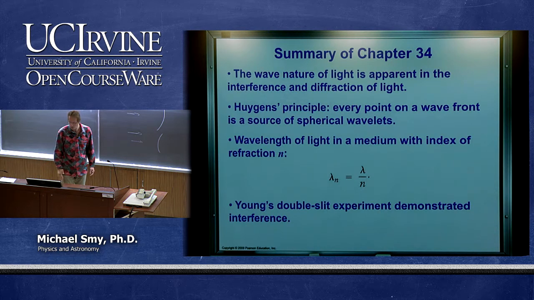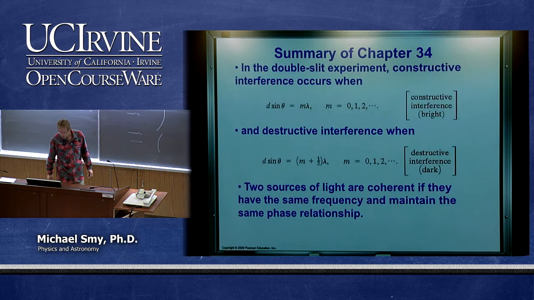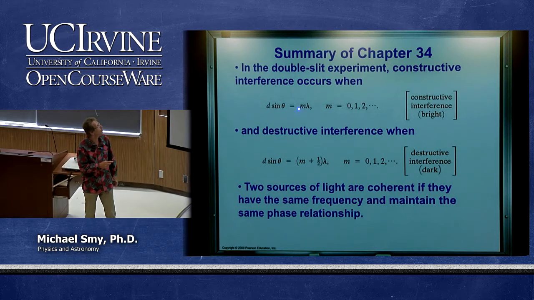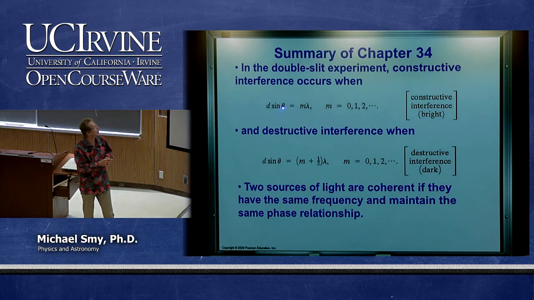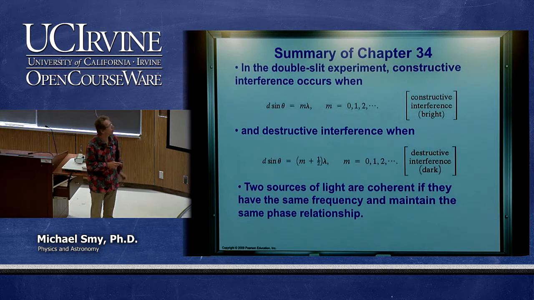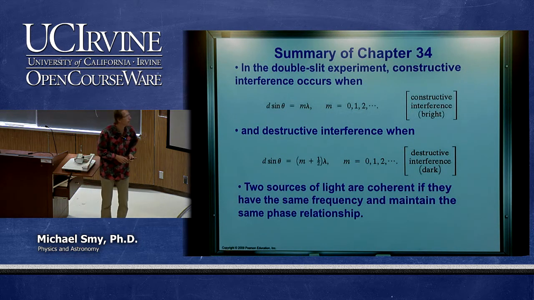And the first demonstration of interference is the Young double-slit experiment. In that double-slit experiment, constructive interference occurs if, for the angle theta under which it is viewed, d times the sine of theta equals an integral number m times the wavelength. And this integral number can be 0, 1, 2, 3, 4, until you hit the 90-degree boundary. And destructive interference occurs when you get (m plus 1/2) lambda. Two sources of light are coherent if they have the same frequency and maintain the same phase relationship.